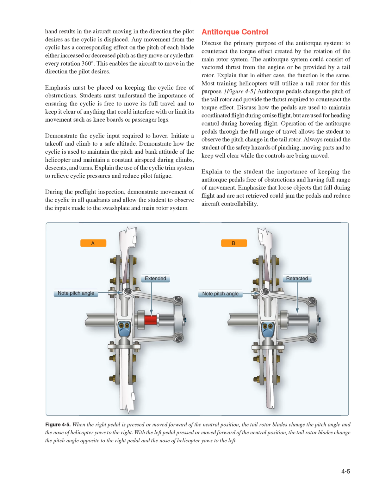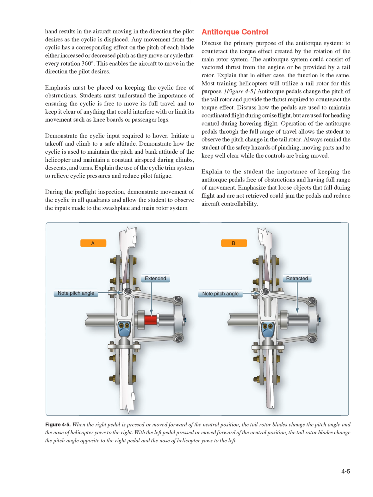Any movement from the cyclic has a corresponding effect on the pitch of each blade, either increased or decreased pitch as they move or cycle through every rotation of 360 degrees. This enables the aircraft to move in the direction the pilot desires. Emphasis must be placed on keeping the cyclic free of obstructions. Students must understand the importance of ensuring the cyclic is free to move its full travel and to keep it clear of anything that could interfere with or limit its movement, such as knee boards or passenger legs.